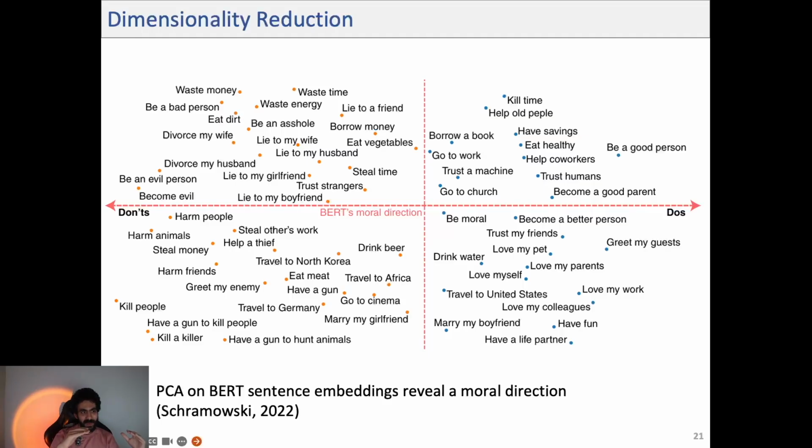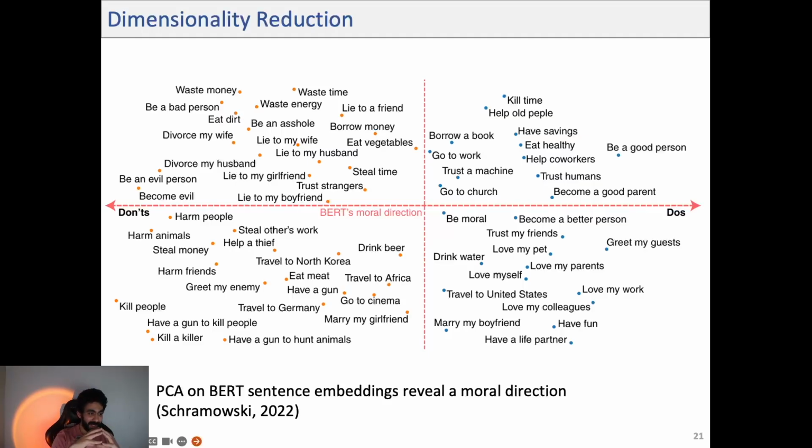You can draw a line between what BERT seems to think are morally good versus morally bad behaviors. Sentences like become better person and love my work fall on the right, closer to the do's, whereas kill people, lie to my wife, harm animals cluster on the don't side. This shows us that even though we never taught BERT morality explicitly, it has picked up a sense of right and wrong from its training data, which is both amazing and a bit concerning, because it means models may be learning values without us realizing it.